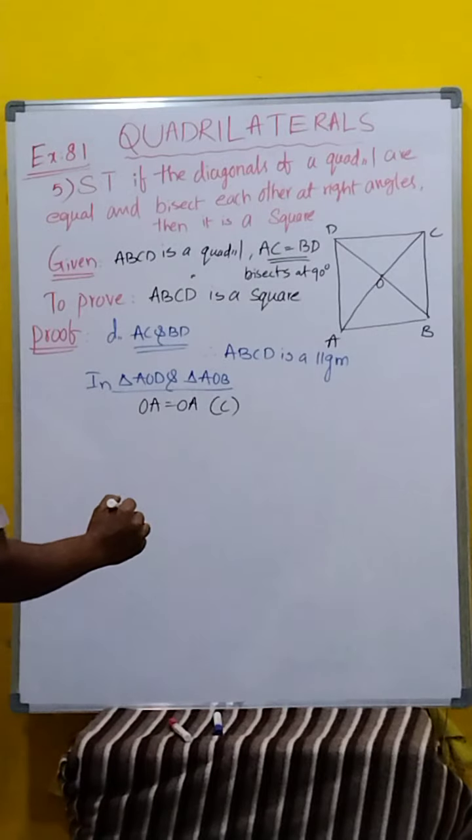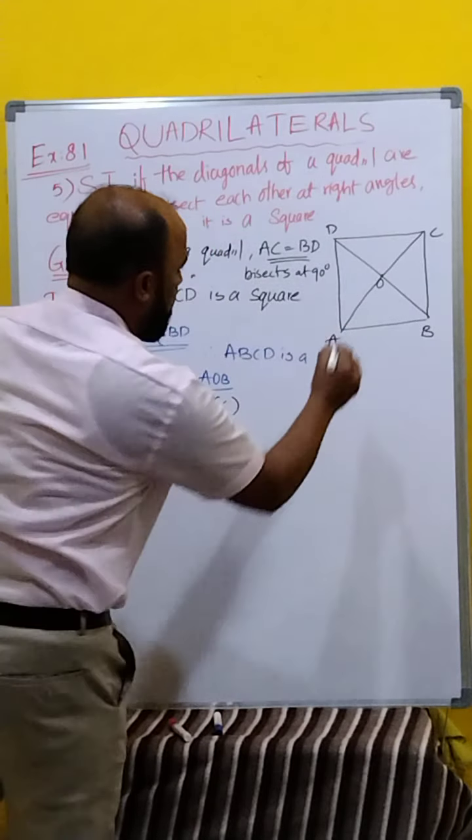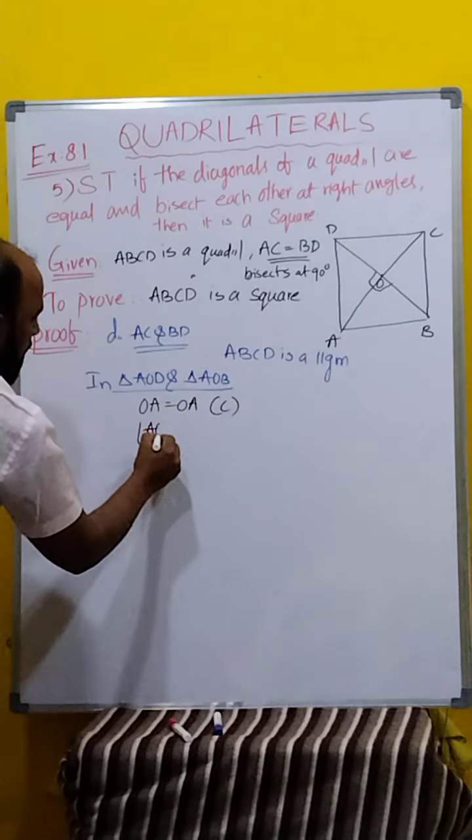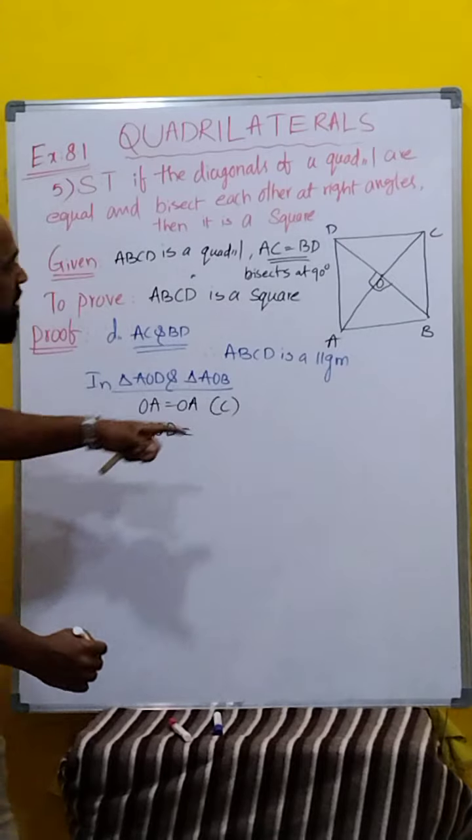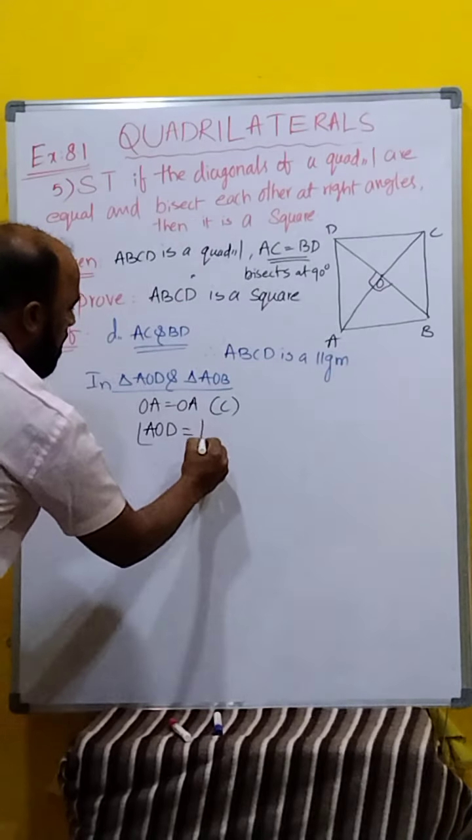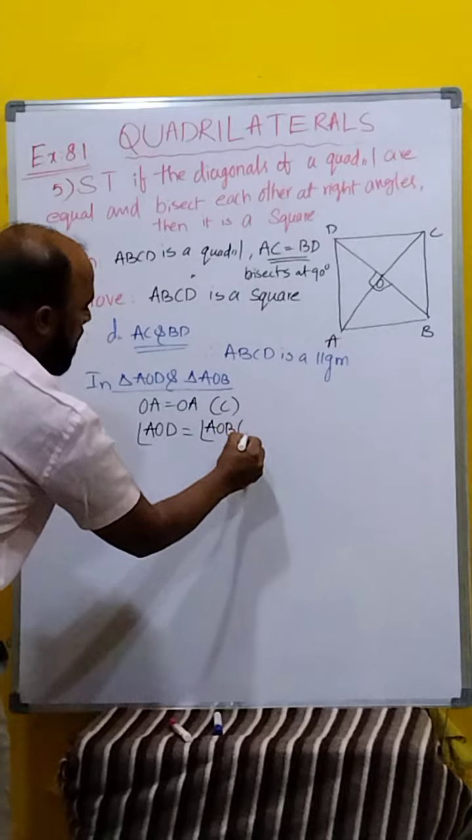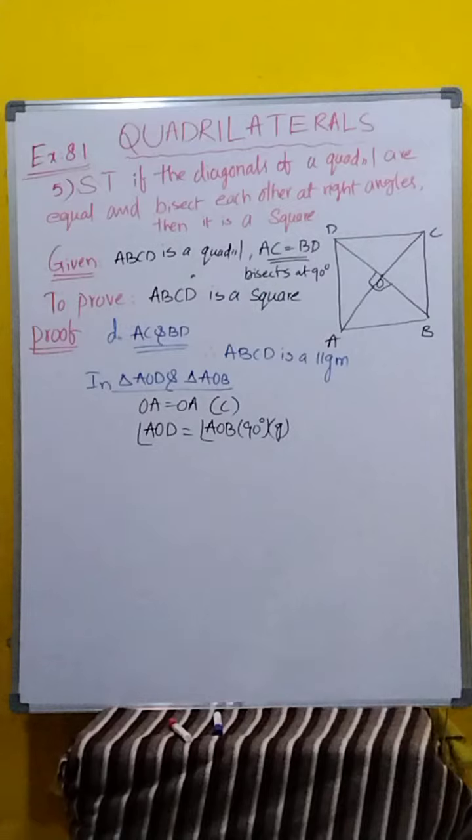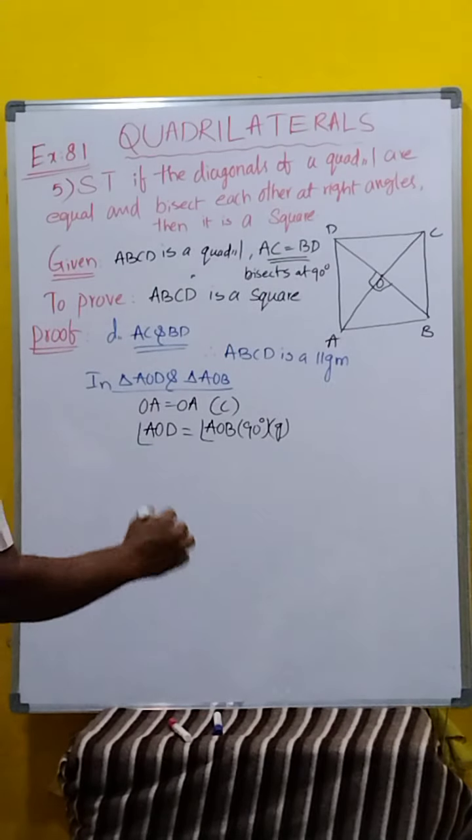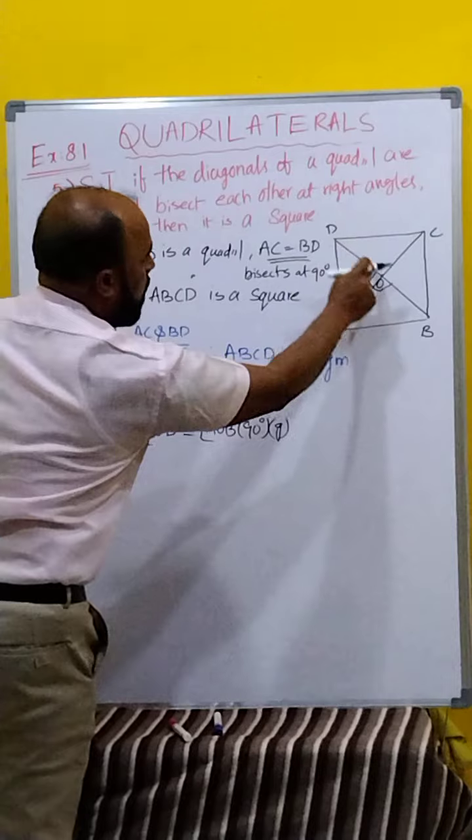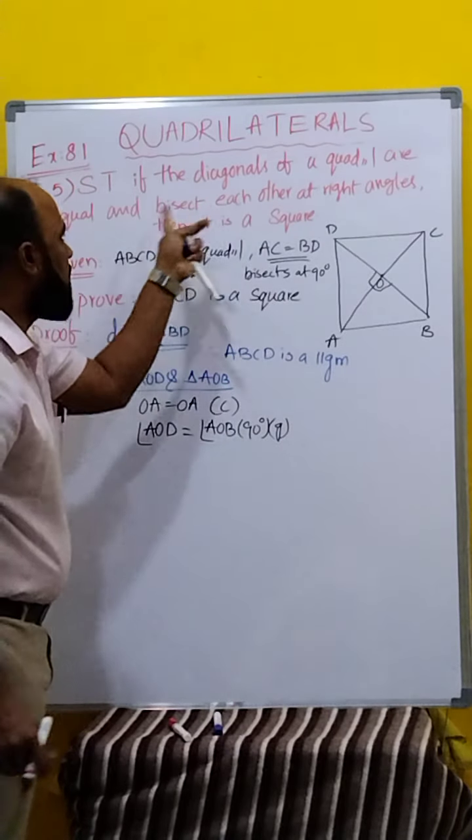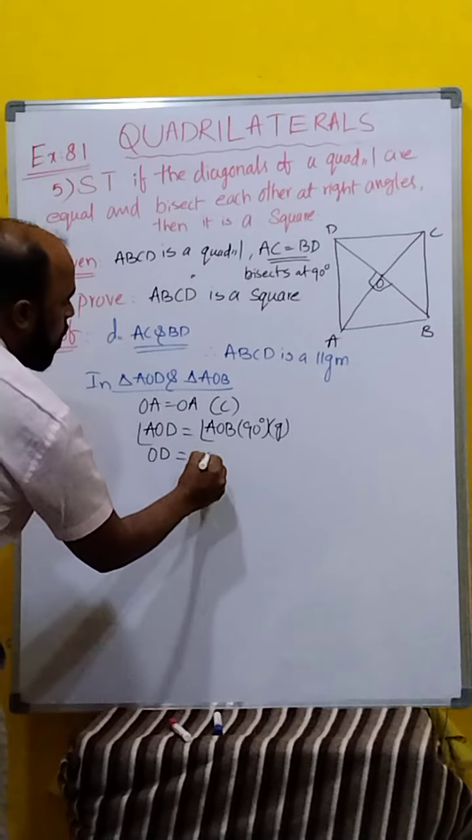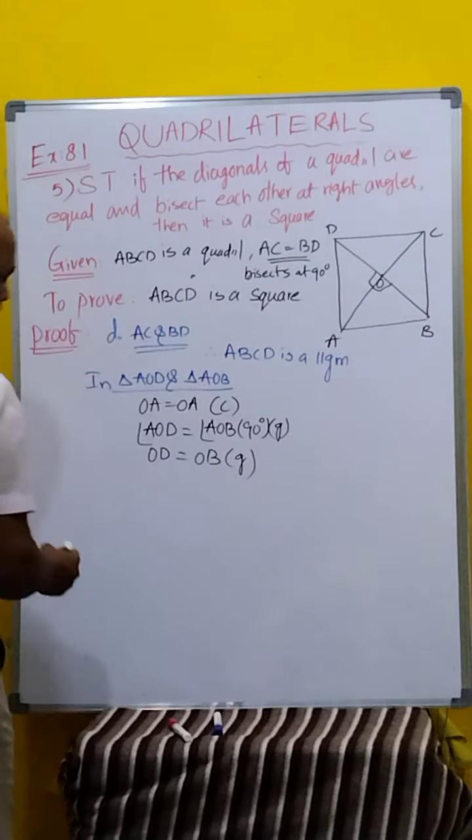Next one, what is angle AOD? It is 90 given already. Angle AOD is equal to angle AOB. Angle AOB is 90 degrees. This is given. Bisect at right angles. Clear children? And next one, OD is equal to OB. Yes, already equal given. That is also bisecting. OD is equal to OB. That is also given. Yes.